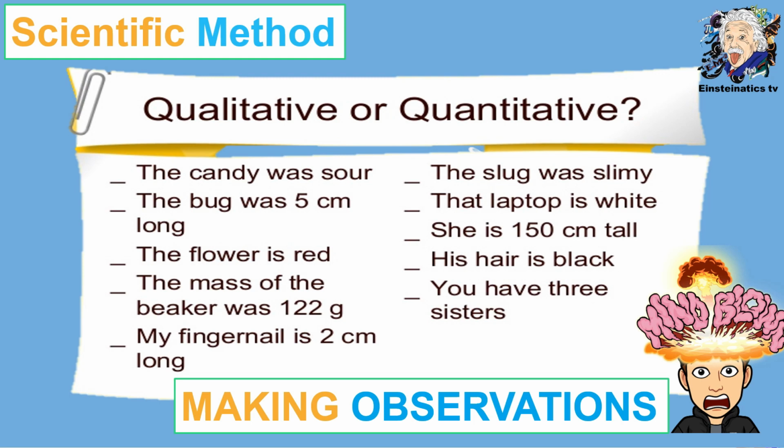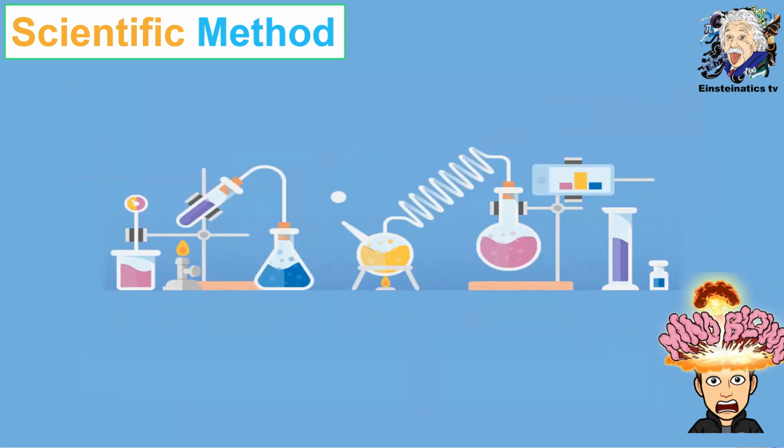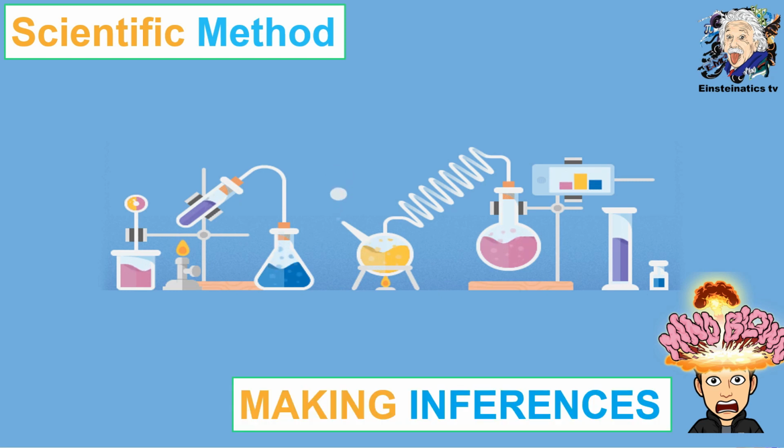Number 1, the candy was sour. Number 2, the bag was 5 centimeters long. Number 3, the flour is red. The mass of the beaker was 122 grams. My fingernail is 2 centimeters long. The slug was slimy. That laptop is white. She is 150 centimeters tall. His hair is black. You have 3 sisters. So, are you ready to answer? On to the next one.